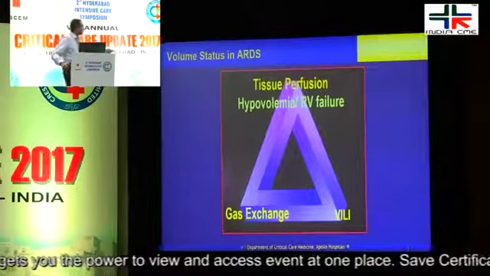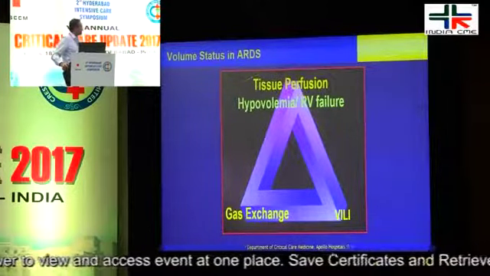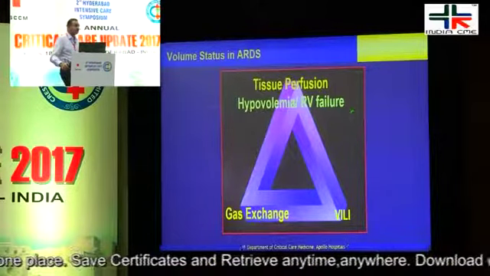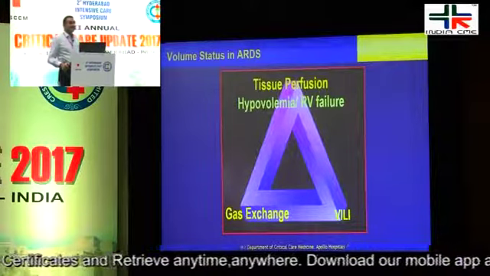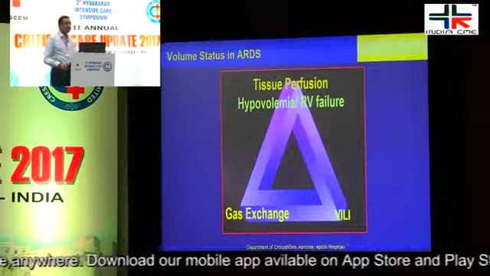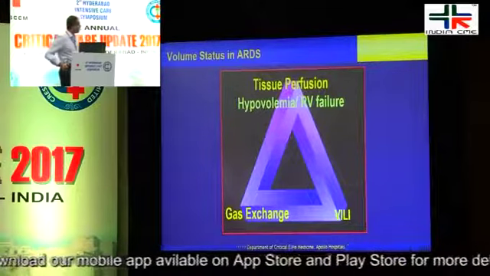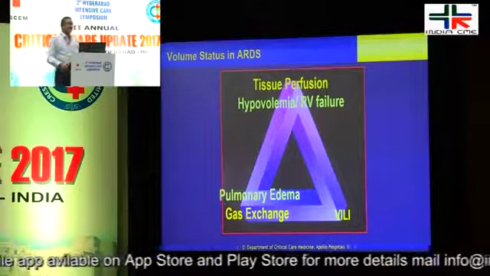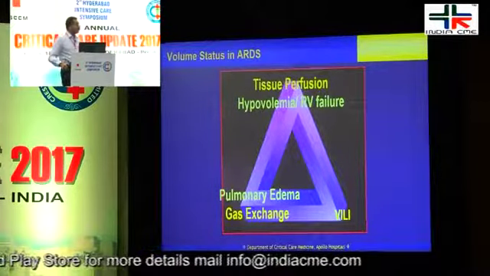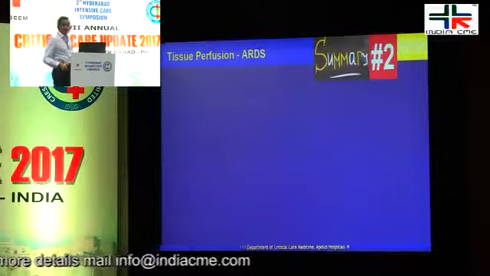So for assessing tissue perfusion, not only do I have to look at hypovolemia in a patient with ARDS, I also need to be cognizant of the fact that the RV will fail. I need to be careful about what the RV is doing before I decide what the best strategy to treat these patients is. In terms of gas exchange, I need to be cognizant of extravascular lung water and the pulmonary edema and the downsides of whatever those two can cause.